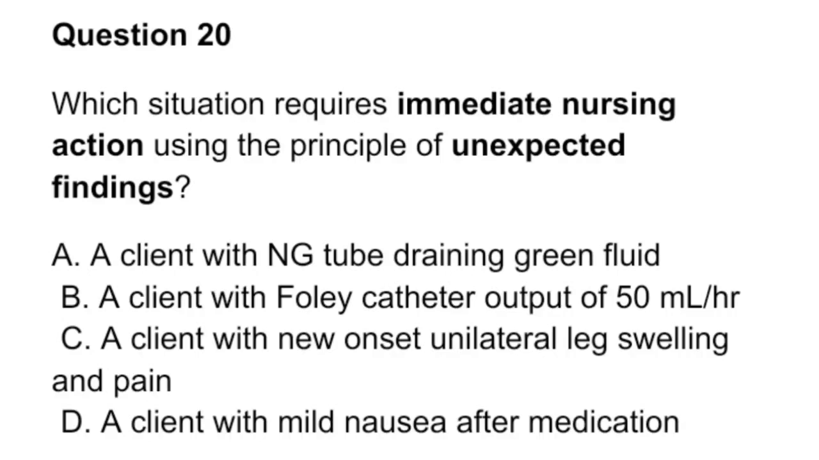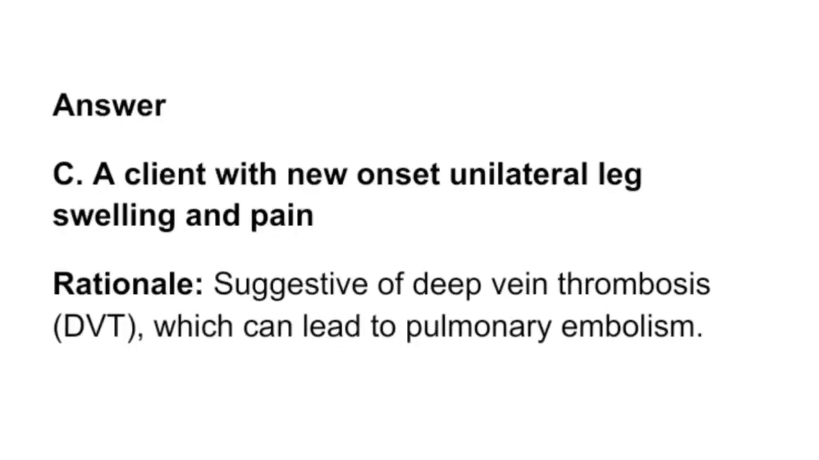Question 19. Which situation requires immediate nursing action using the principle of unexpected findings? A. A client with NG tube draining green fluid. B. A client with Foley catheter output of 50 milliliters per hour. C. A client with new onset unilateral leg swelling and pain. D. A client with mild nausea after medication. Answer: C. A client with new onset unilateral leg swelling and pain. Rationale: suggestive of deep vein thrombosis, DVT, which can lead to pulmonary embolism.